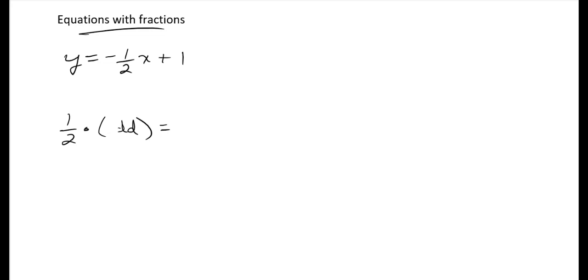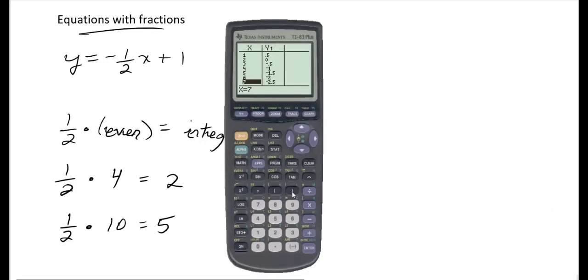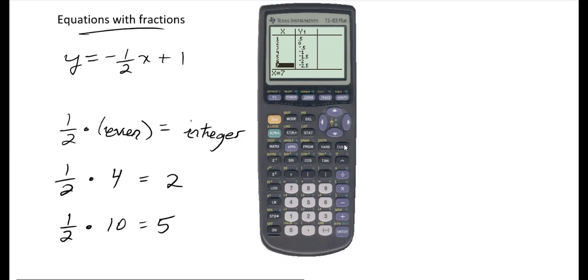If I change this to even, then I'm going to get an integer as a result. So for instance, 1/2 times 4 gives me 2. Or 1/2 times 10 gives me 5. So I'm getting these nice round integer results. So my advice to you is when you're dealing with equations and fractions and you're trying to generate a table of values because you're going to graph something by hand, avoid x values that give you decimals.